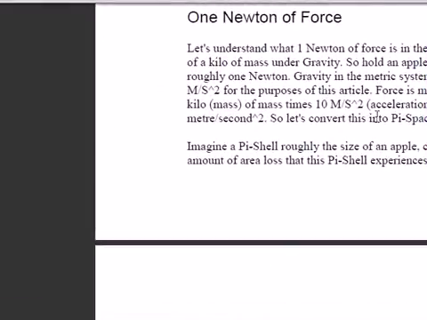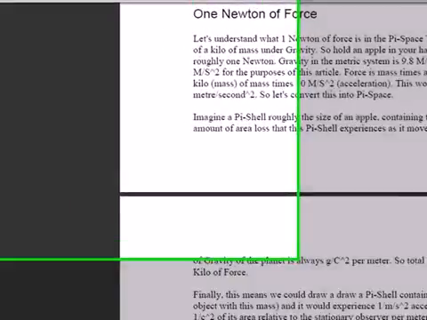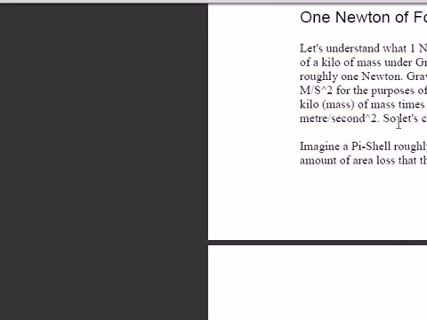Therefore, there are two aspects to the Newton. There's the 1 kilo unit, and then there's the acceleration, which is meters per second squared, which is the way an acceleration is described. When we multiply 1/10 of a kilo by 10 meters per second squared, what we get is that the Newton is 1 kilo of mass per meter second squared.